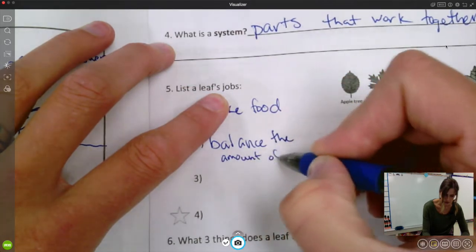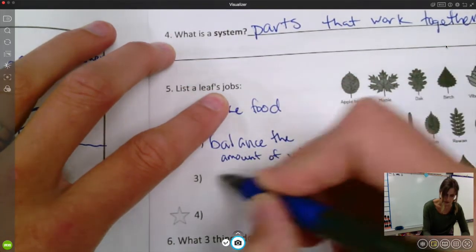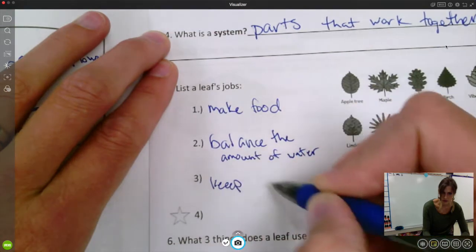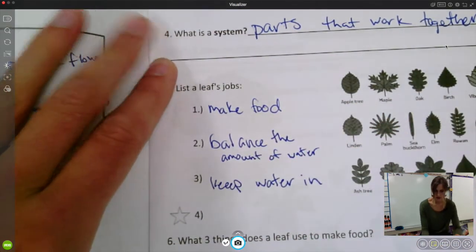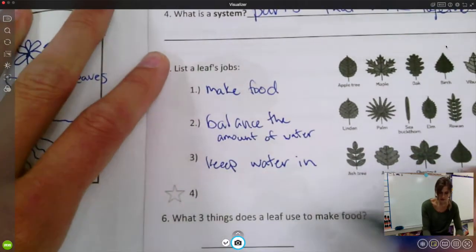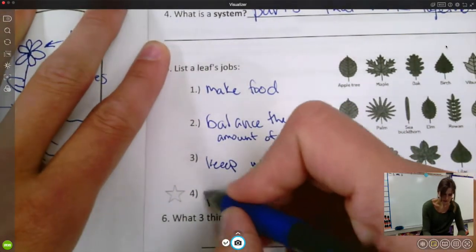Balance the amount of water. Keep water in, and then finally, protect the plant.